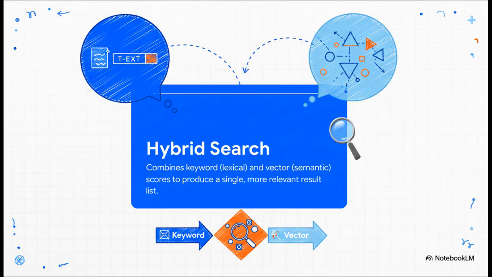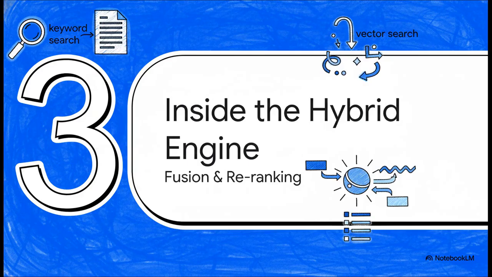Okay, so this is the key thing to get. Hybrid search isn't some totally brand new type of search from the ground up. Nope, it's a method for intelligently combining the results of the two methods we just talked about. It takes the ranked list from the keyword search, it takes the ranked list from the vector search, and it fuses them into one unified and much more useful list. All right, let's pull back the curtain a little bit and see how this combination, this fusion, actually happens.